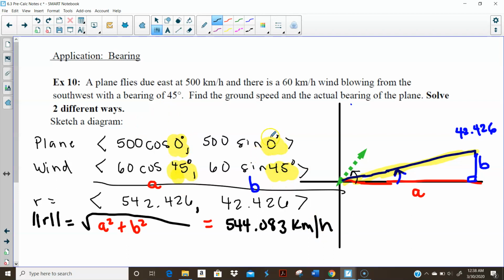I want to point out the reason why I highlighted these angles is it's really important that you never put bearings into vectors. You always want to put the directional angle in when you use the angle to write the vector in component form.